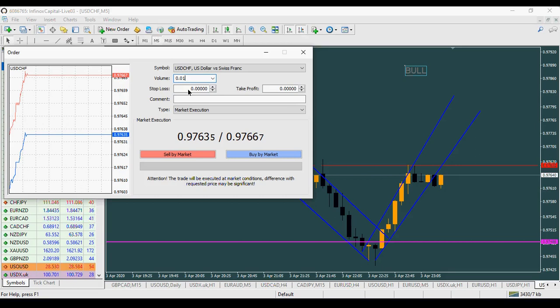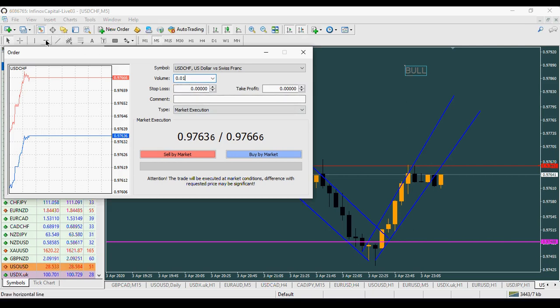The amount of money or number of pips that you want to risk in the market. For example, if I have $100 on a particular trade, I only want to risk $50. I will now calculate how many pips is $50. How many pips is $50?